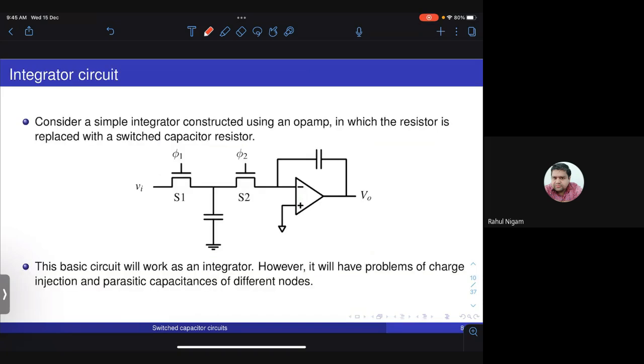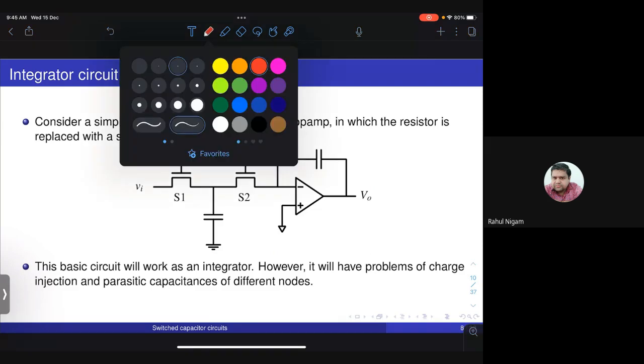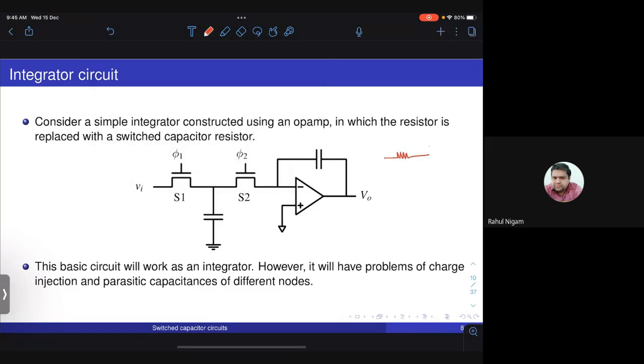Okay, so let's look at a simple example. Let's say you want to make an integrator. Generally in an op-amp based integrator, you will have a resistor and a capacitor like this, and V out will be proportional to the integral of V in dt. Now this R, if you want to replace it with a resistor made out of switch capacitor circuits, very simple. We'll just put the network that we just saw, 2 switches and 1 capacitor C, and choose the frequency of the clock and the capacitance value to get the desired time constant.